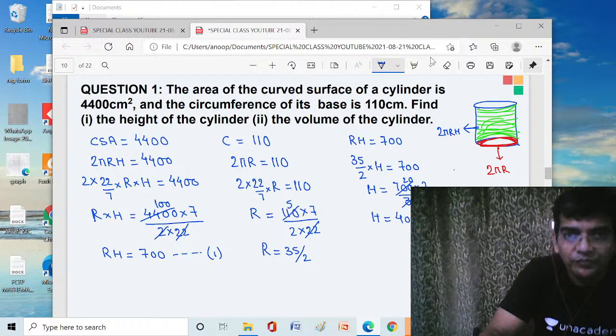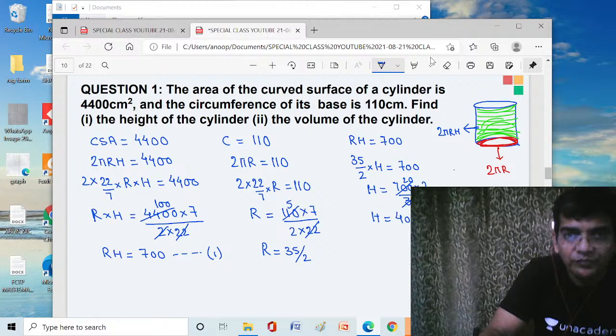So let's reduce it. 7 reduces it 5 times. 2 to the 4 reduces it 10 times. So let's see what we will get. 22 into 5 will give us 110, and into 10, 1100 multiplied by 35. So 38500. So this will be the volume.